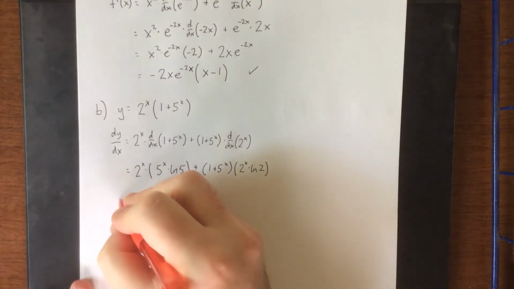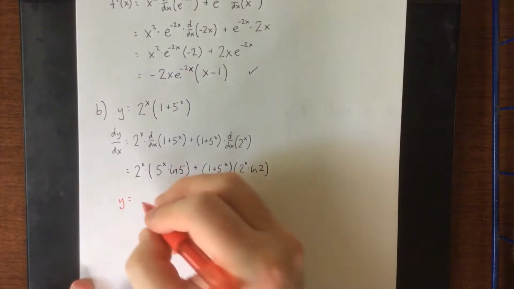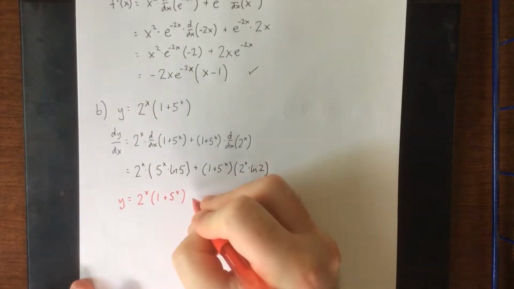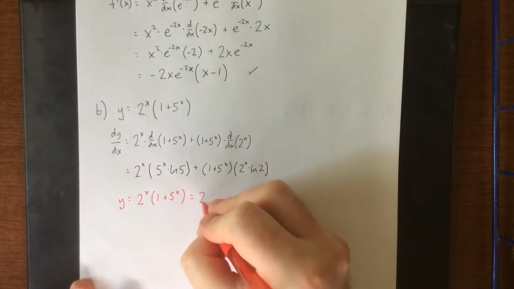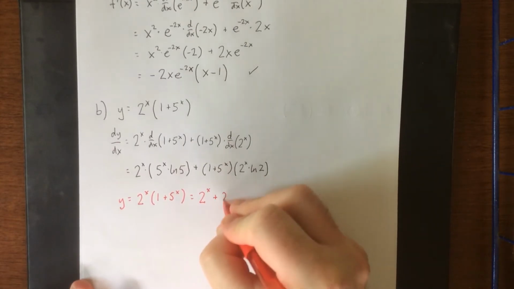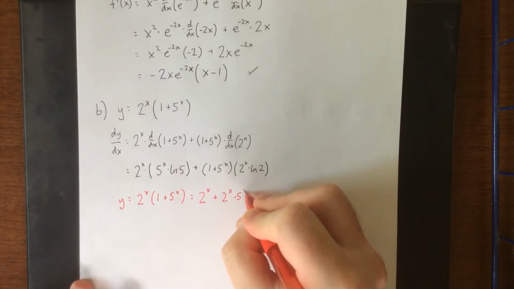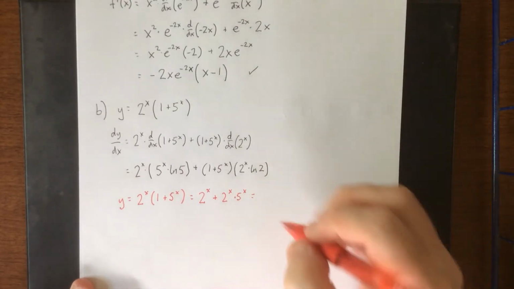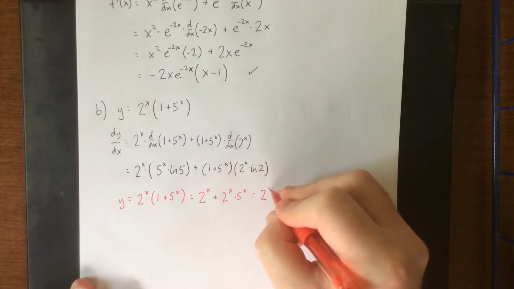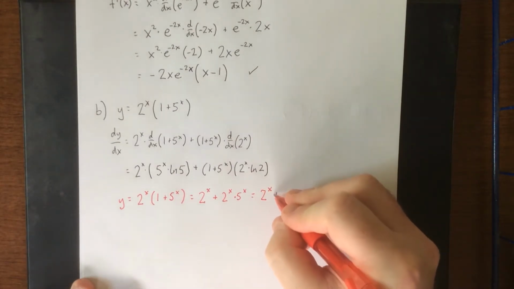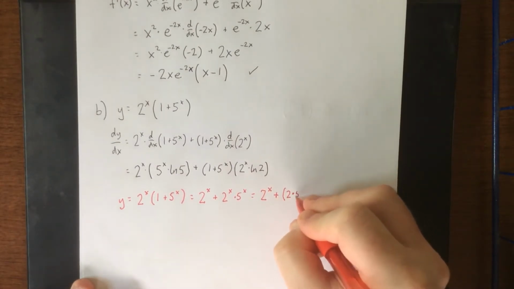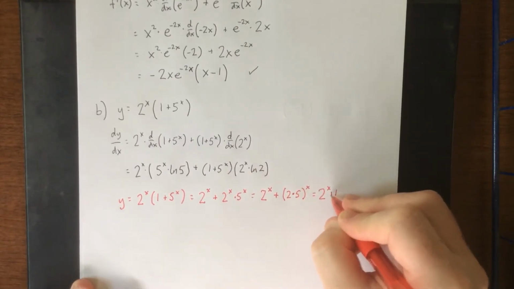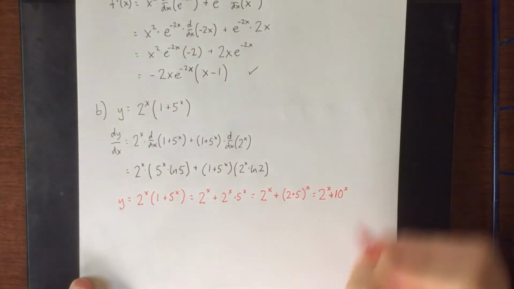However, doing this one alternatively, we could also take the 2 to the x and distribute it to the two terms that are inside here. So 2 to the x plus 2 to the x times 5 to the x. Now when you have the same exponent and bases like that, you can actually sort of factor out that to the x power and call this 2 to the x power plus 10 to the x power.